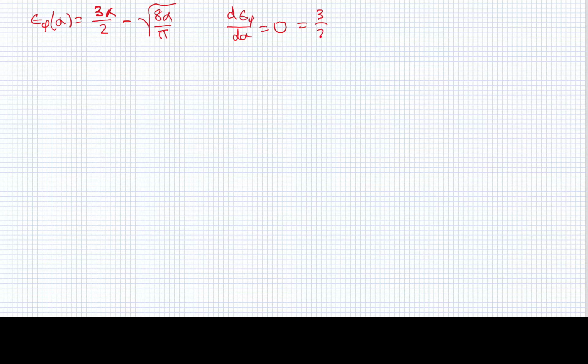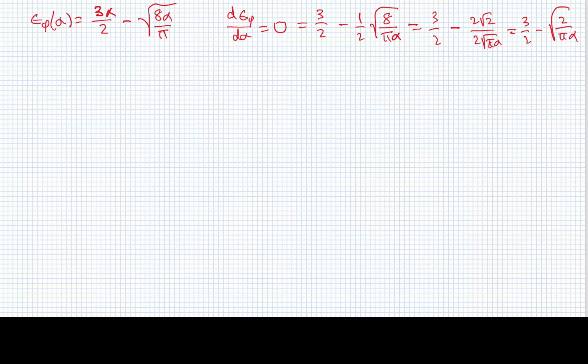Okay, when we do this, we'll get 3/2 minus, this is alpha to the 1/2, the derivative of that is going to be 1/2 alpha to the minus 1/2. So the net result of that is the square root of 8 over pi alpha. Okay, the 8 and this will cancel, so I'll have 3/2 minus 2 times the square root of 2 over 2 times the square root of pi alpha. So we'll have 3/2 minus the square root of 2 over pi alpha.